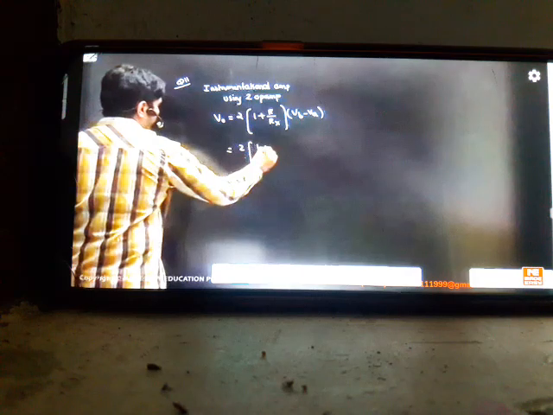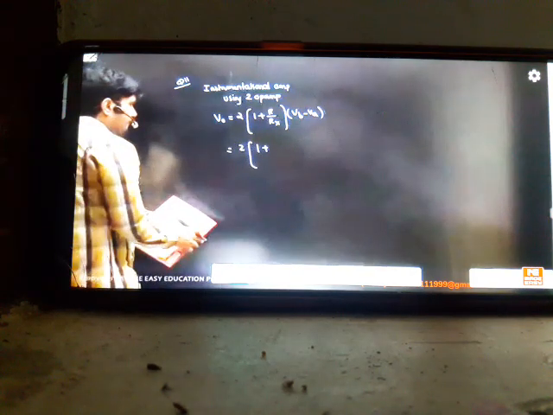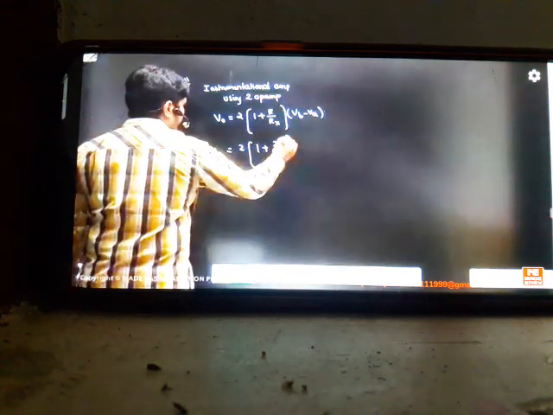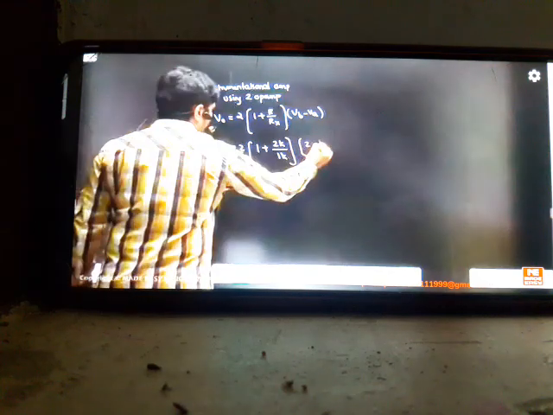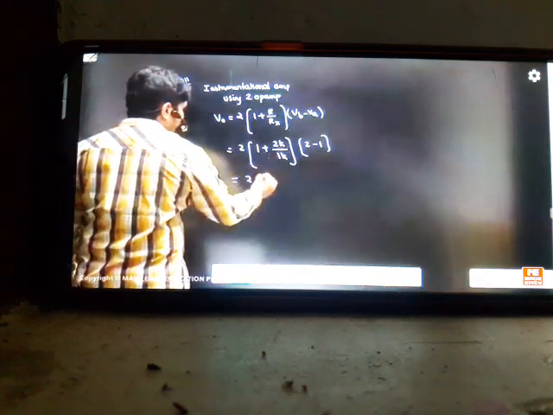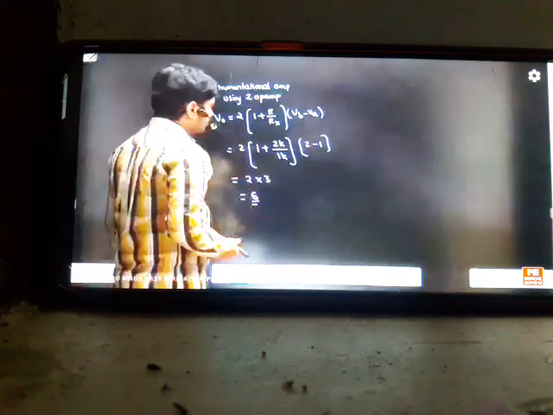So 2 into 1 plus R, where R is given as symmetrical resistors of 2K. All are 2Ks, but Rx is given as 1K, into VB minus VA, the difference of 2 minus 1. So the answer is 2 into (1 plus 2), which is 3. So the answer is 6. See how much time it has taken for me to solve this.